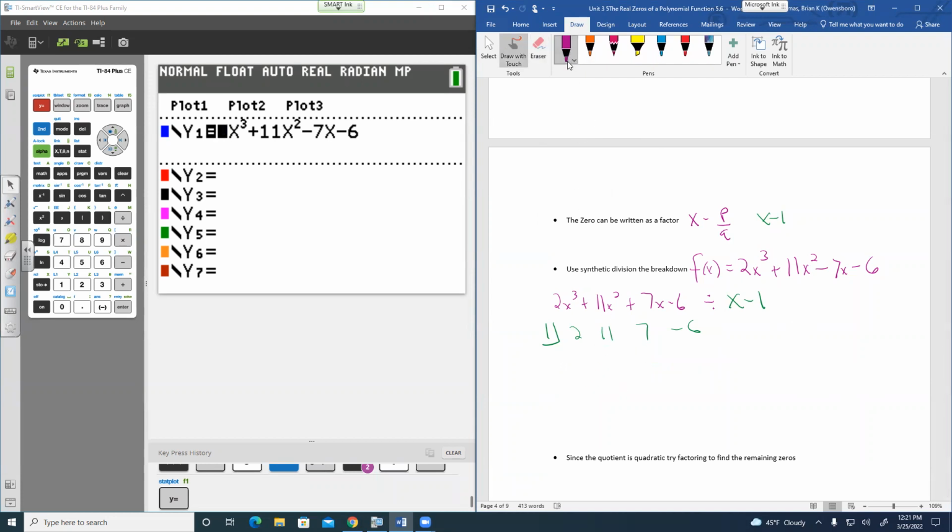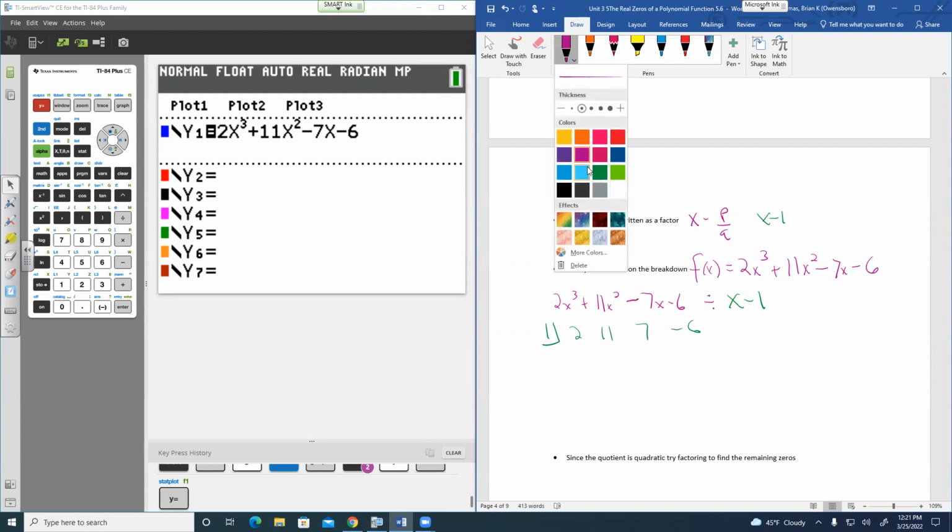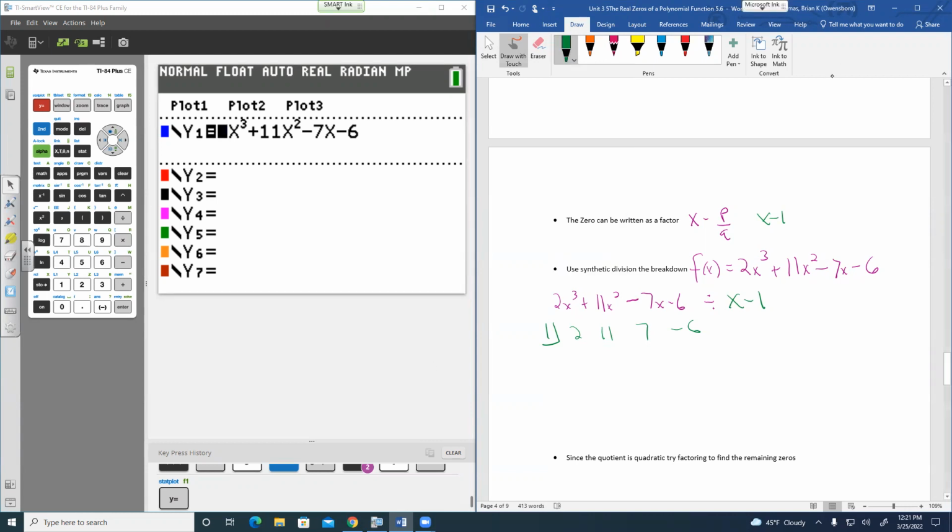This should be a minus 7x that we're working out here. Okay, so when I do my synthetic division, I should have the coefficients of 2, 11, a negative 7, and a negative 6 here. So 2 comes down, 1 times 2 is 2, 13 comes down, 1 times 13 is 13, negative 7 plus 13 is 6, 1 times 6 is 6, and negative 6 plus 6 is 0. So that now works out just fine.